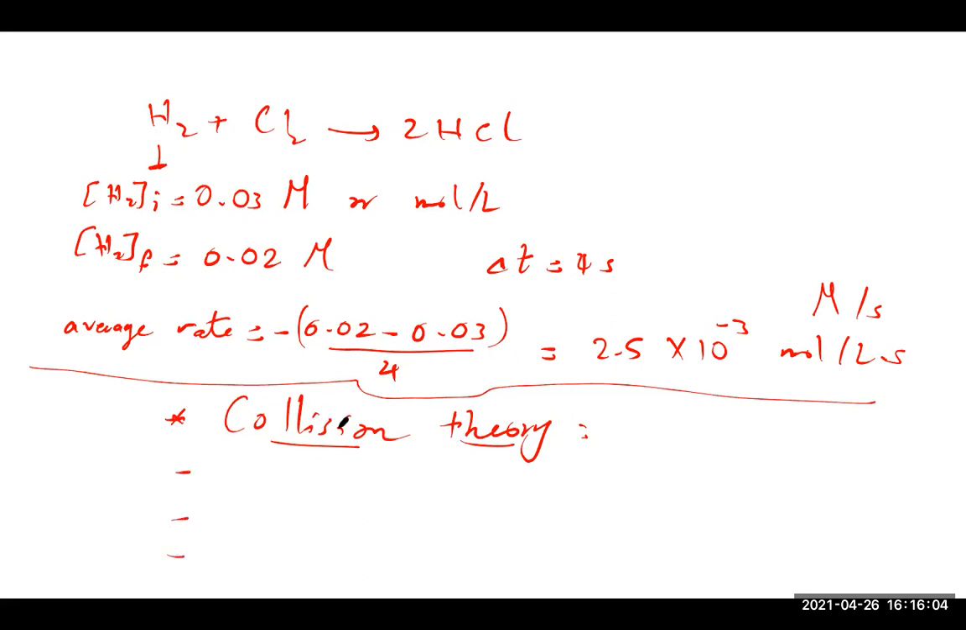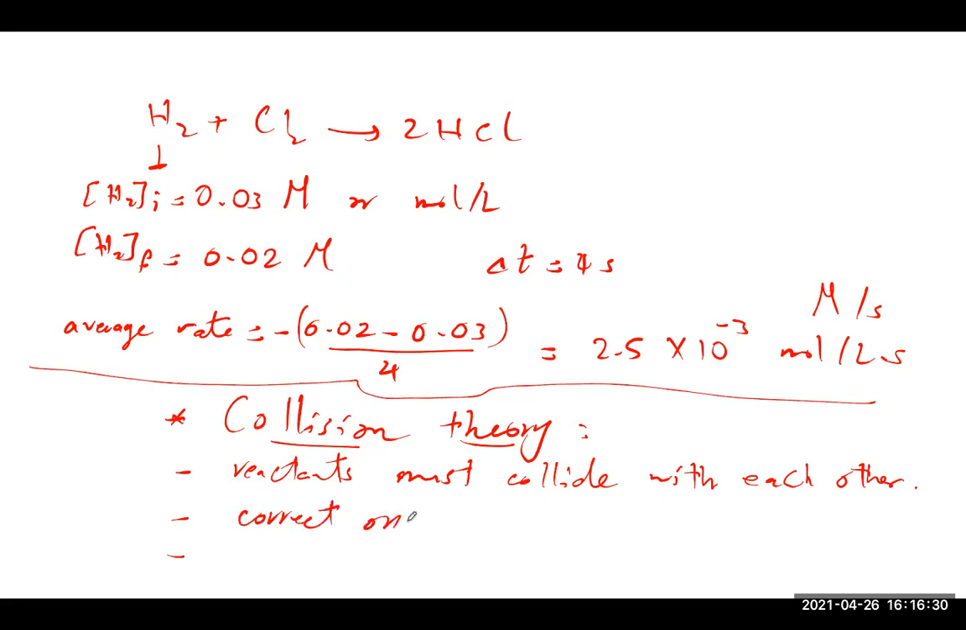The first, from its name, the collision, means all reactants should or must collide with each other. So the reactant molecules should collide with each other in order to form the product. And when they collide, they need to have two things. The first one is correct orientation. When they collide, they should collide in a correct orientation to help them form a new bond and break the old one.